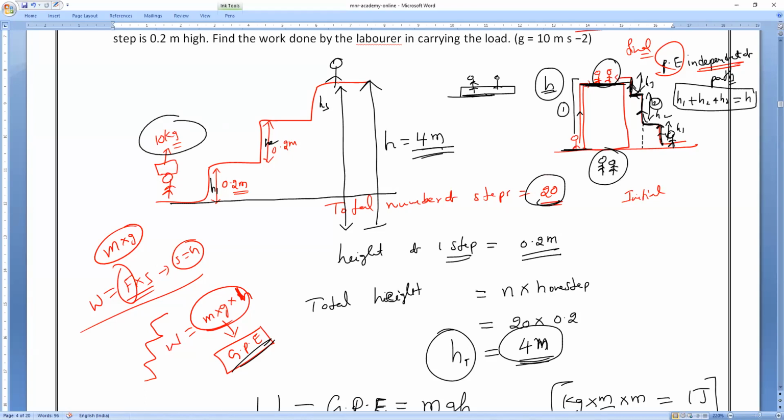So then what is the work done by him, they are asking. Work done by him: he is moving against gravity. So it is equal to force, which is mass into gravity. Mass is 10 kg he is carrying, gravity is 10, and into height is equal to how much? 4 meters. That's all it is.